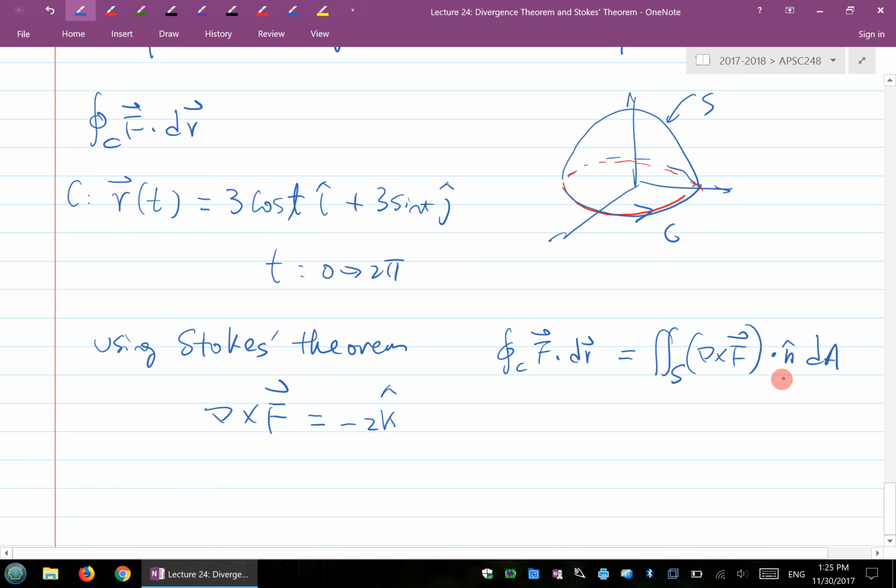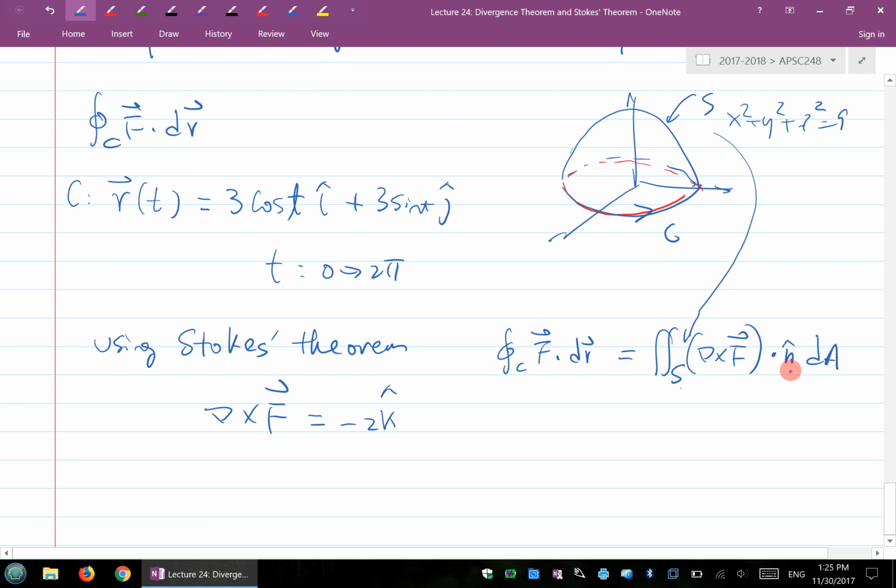So in this Stokes theorem, for the surface integral you need the n hat. In this case, as I said, there are an infinite number of surfaces that share the same boundary C. So I'm going to pick the surface S as indicated by this question. This is your half sphere. I'm going to use this S for my calculation of the surface integral.